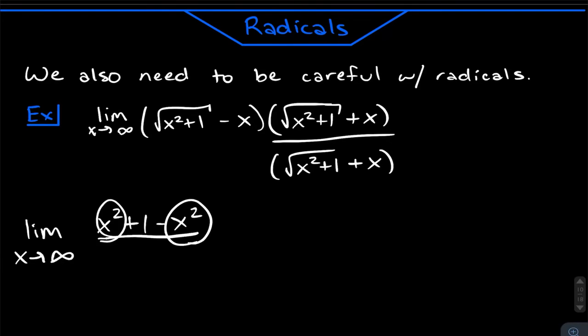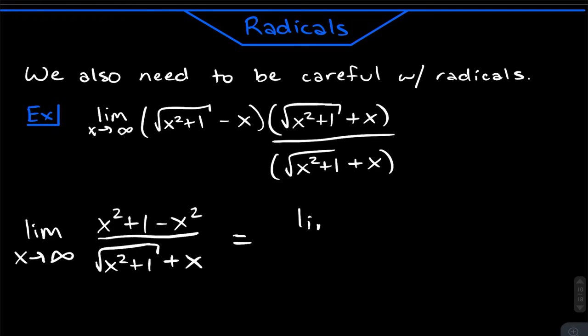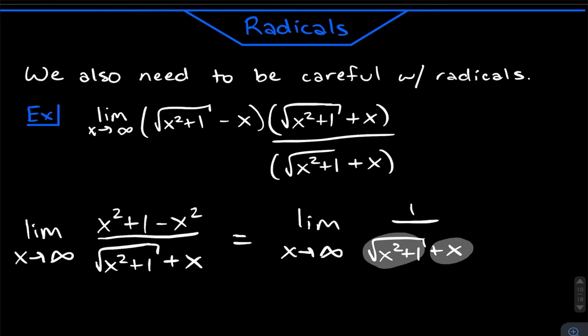Now you'll see here that the x squared and the negative x squared are going to cancel off. So in the denominator, we'll have that square root of x squared plus 1, and that will have a plus x. And so simplifying a little bit here, we'll get the limit as x approaches infinity of 1 over the square root of x squared plus 1 plus x. Now here it should be a lot easier to see what happens, right? As x approaches infinity, this gets bigger and bigger and bigger. This gets bigger and bigger and bigger. They're being added together. And so you just get an infinitely large denominator, and that's the same exact thing as what happens in 1 over x, right? That is the same example we started with in the orange section. So this is 0.